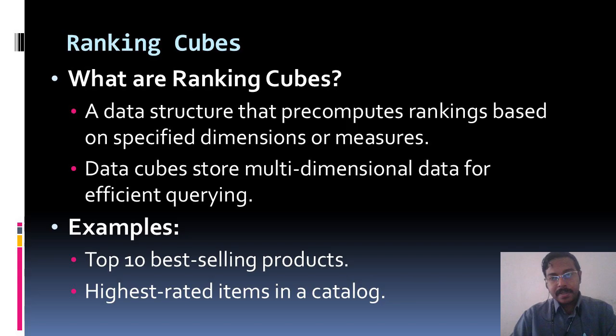Now let's move on to ranking cubes. Ranking cubes are designed to pre-compute rankings based on dimensions or measures. For example, instead of scanning through millions of records to find the top 10 products, a ranking cube will already have those pre-computed, making retrieval almost instant.